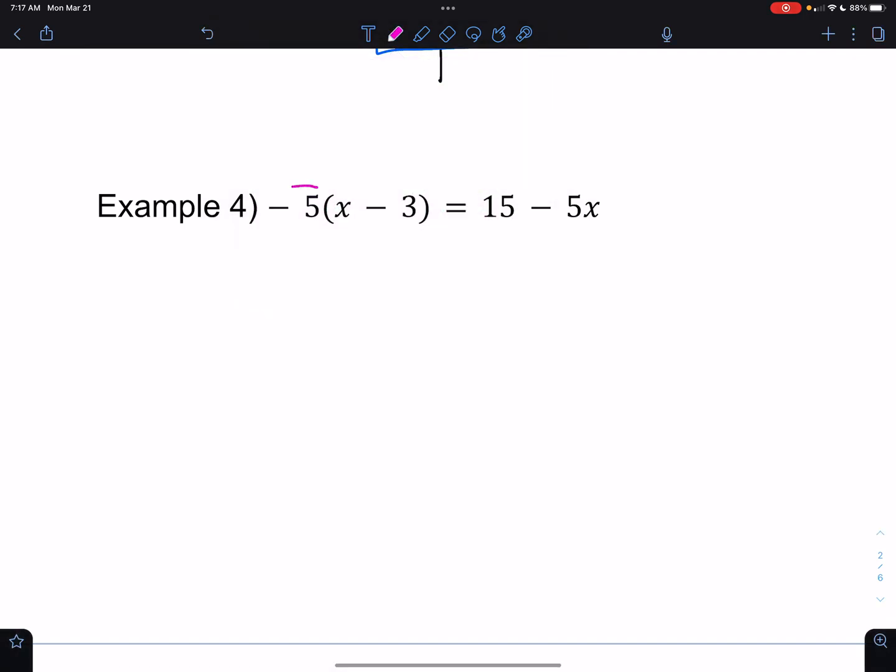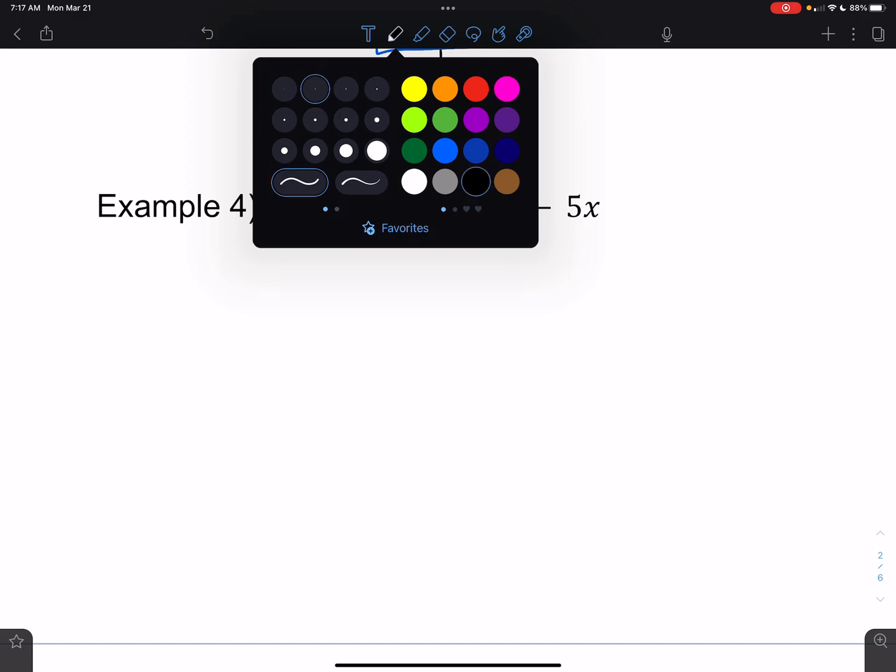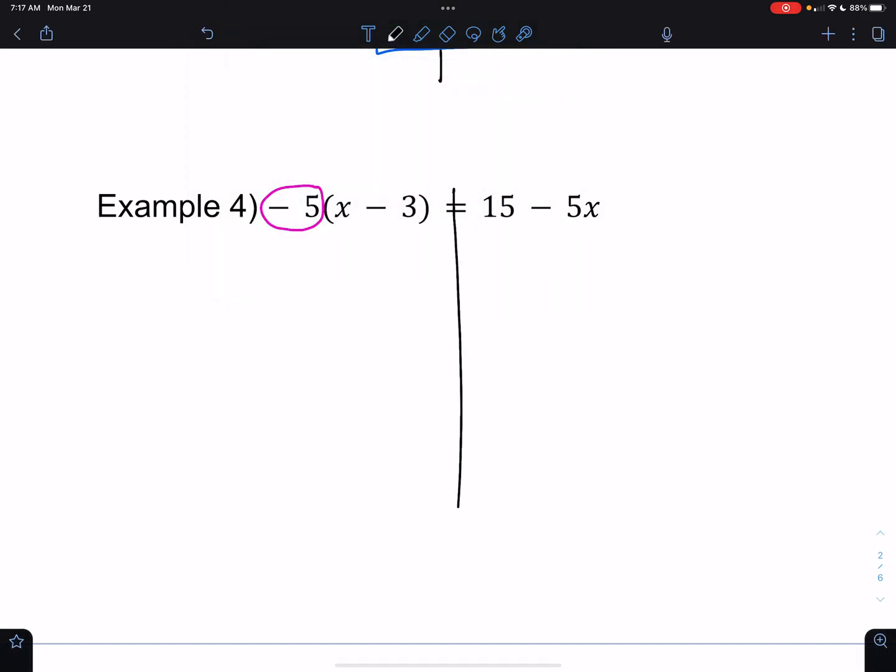Make sure you are careful about your symbols. This is a negative 5 on the outside. We want to distribute the entire negative 5, so make sure we see that minus sign there. So we'll do that in a second. Let's split our equal sign. And right now we've got to do negative 5 times everything in parentheses, just like what we did above.